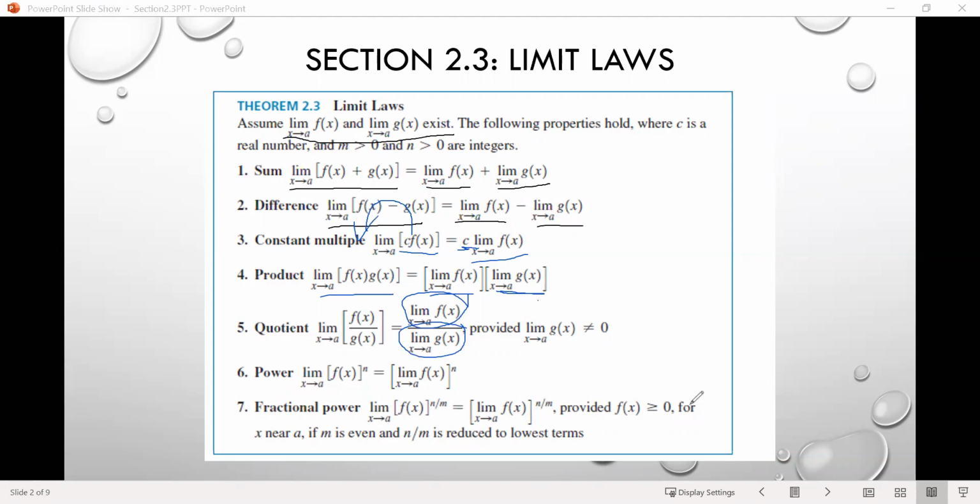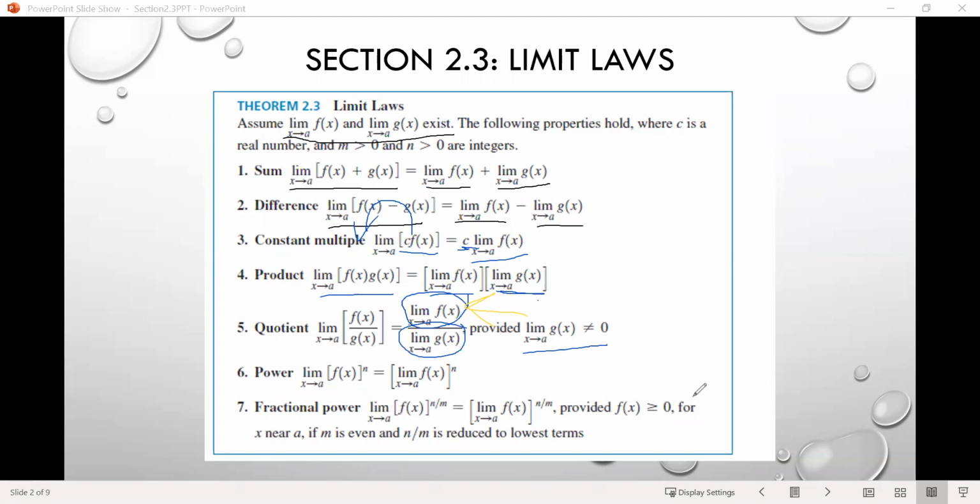Notice we do have to have this extra little caveat here that the limit on the bottom does not equal 0. Can we think of why that is? Oh, right, because we can't divide by 0. Could the top limit be 0? Could this limit up here be equal to 0? Yeah, I think so, right? Because 0 divided by anything is 0, so that's okay.